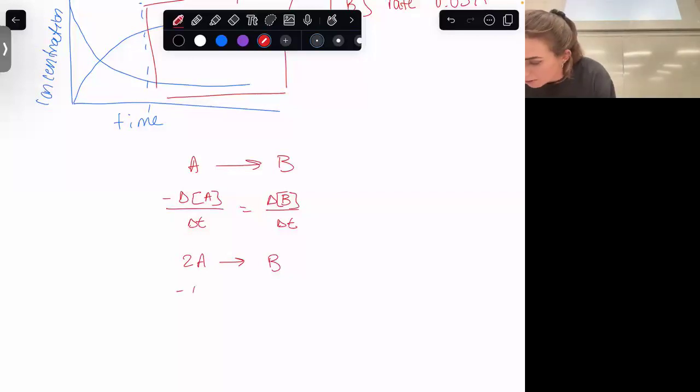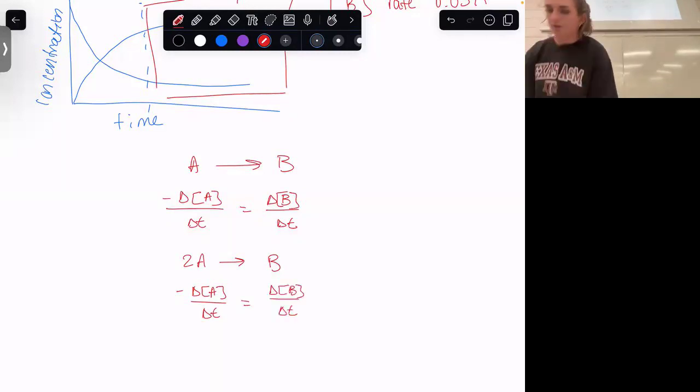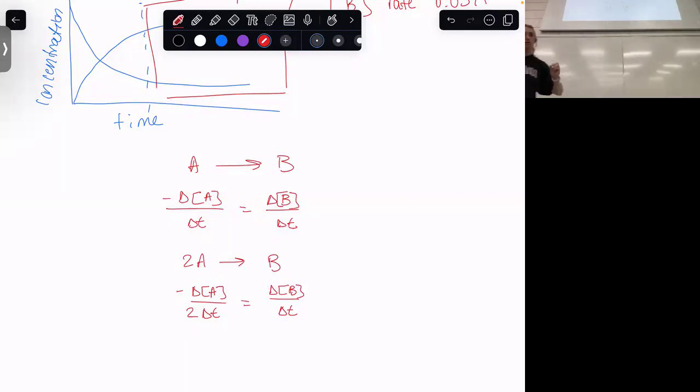So in your rates here, we're going to take the reciprocal of that coefficient and put it in front of A. Because if A is getting used up twice as fast, then we need to reduce it by half in order to make the rate equal to the rate of B production. Does this make sense? What's happening here? You can plug in actual values for these portions here.